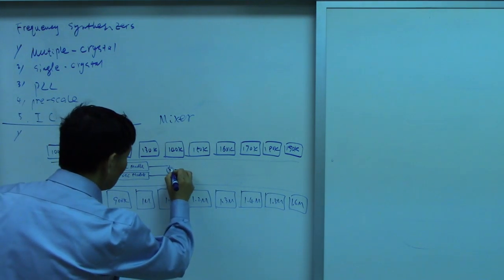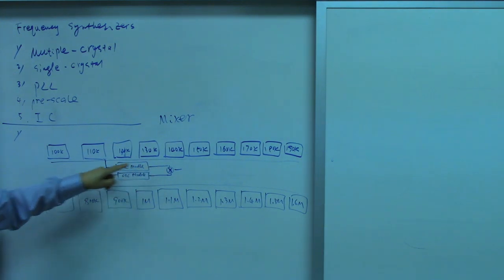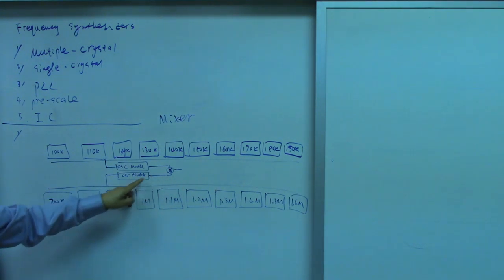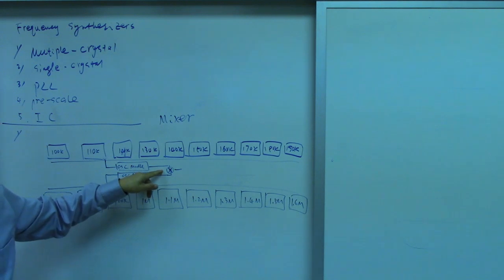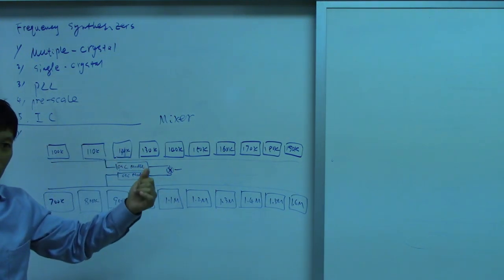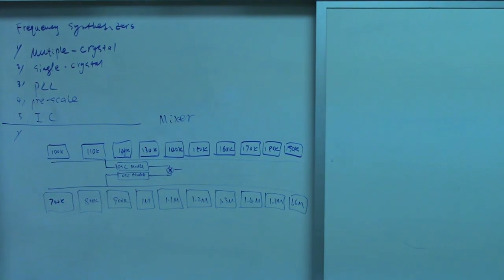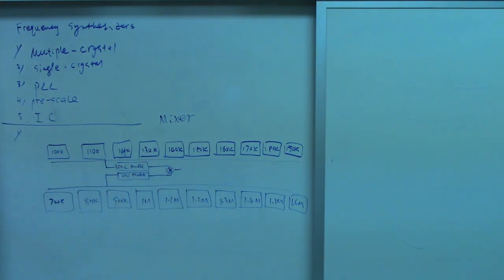Now this input controls any from here. This input controls any from here. Suppose the first one chooses this one, the second one chooses this one, and this one is a multiplier. That means the output here will be the difference and the sum of the frequencies. Which one, sum or difference? Okay, depends on the filter. So you have a filter, you choose the sum or the difference.